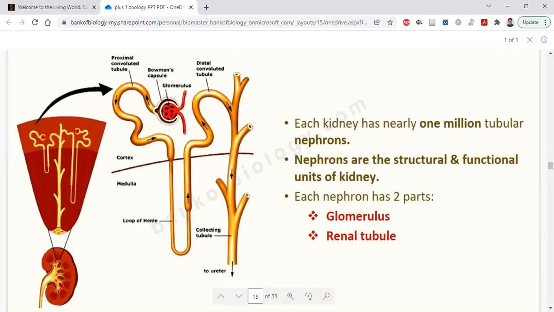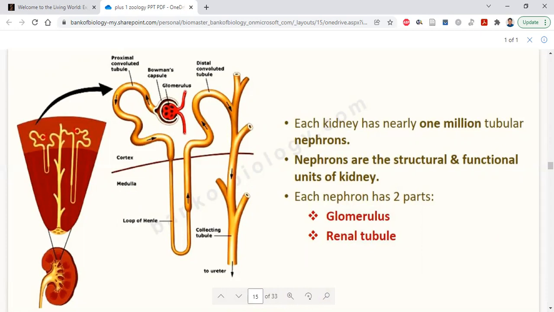And usually there are two types of nephrons: cortical nephrons and juxtamedullary nephrons. Cortical nephrons means the nephrons which are found in the cortex. These types of nephrons constitute 70 to 80%, but juxtamedullary nephrons only about 30% maximum. Cortical nephrons are found in the cortex, but juxtamedullary nephrons are found at the junction of the renal cortex and medulla.